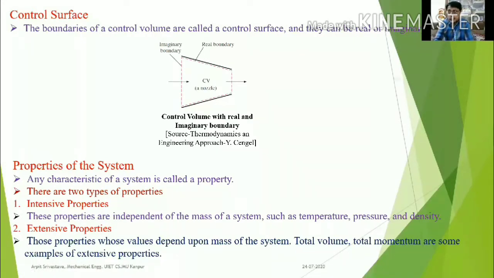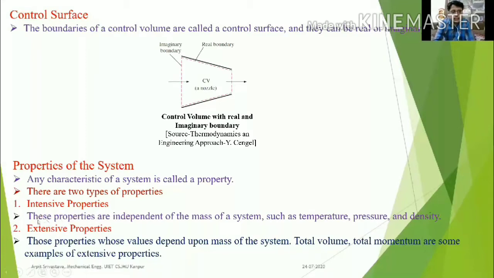So what are the properties which define the state of the system? In coordinate mathematics, we talk about coordinates x1, x2, y1, y2, z1, and z2. In thermodynamics, we talk about pressure P1 to P2, temperature T1 to T2. These are the properties which define the particular state of the system. Any characteristic of the system is called a property. There are two types of property: first, intensive properties, and second, extensive properties.